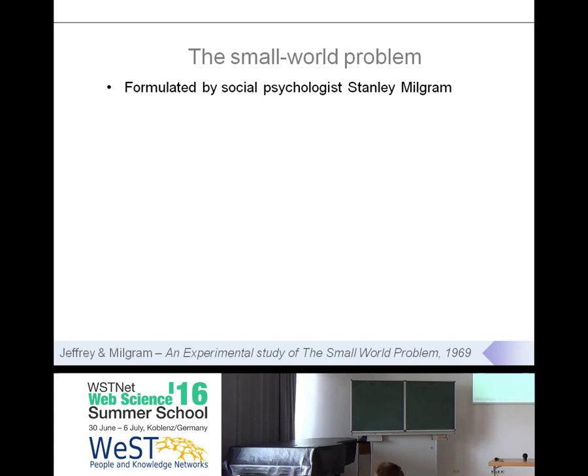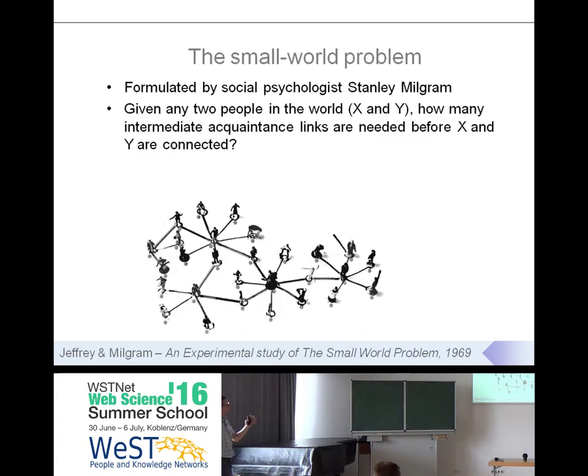So the idea was formulated by Stanley Milgram. And more formally, he says that given any two people in the world, let's call these people X and Y, how many intermediate acquaintances link X and Y? So how many hops is every one of you away from every other person in the world? That's the intuition. And the small world hypothesis postulates that it's a very small number. Maybe 6, which is astonishing given a world of 7 million people. And this was a problem that Stanley Milgram was already interested in 1969.